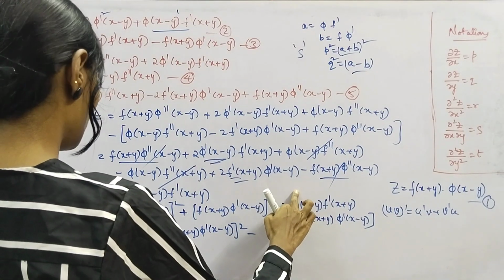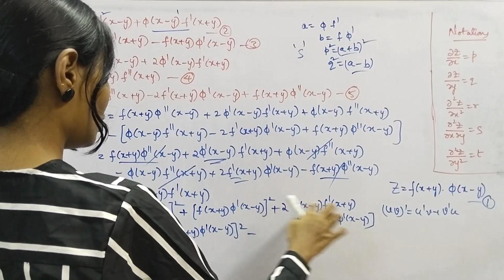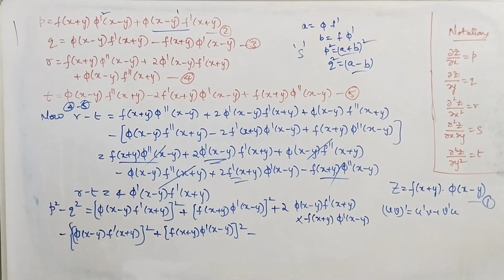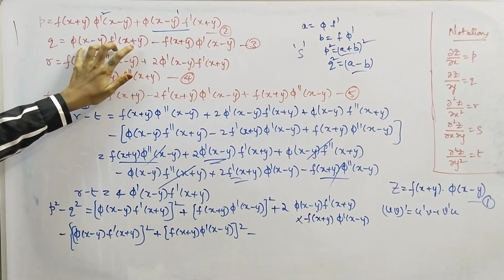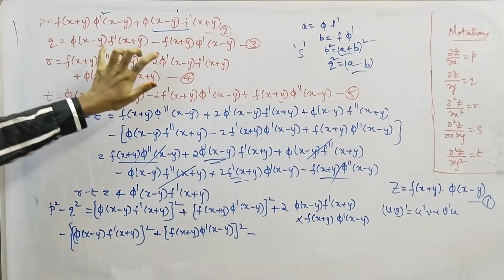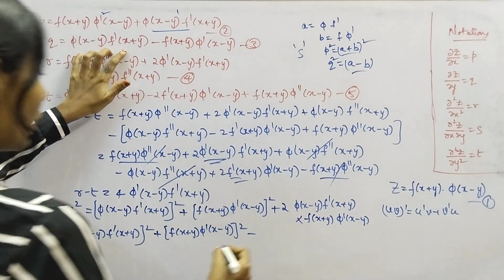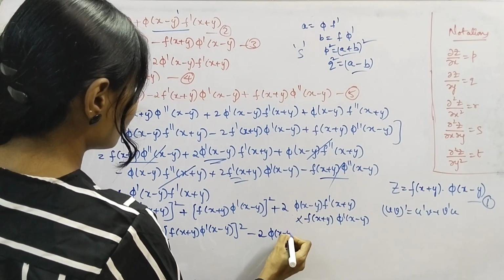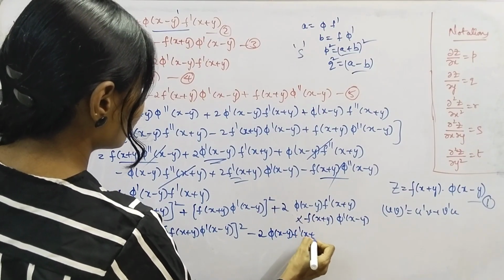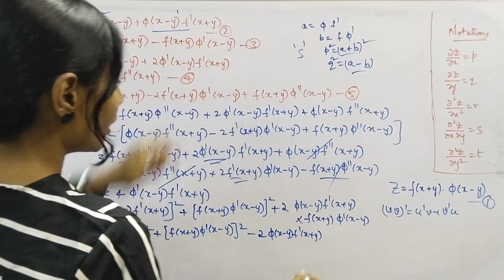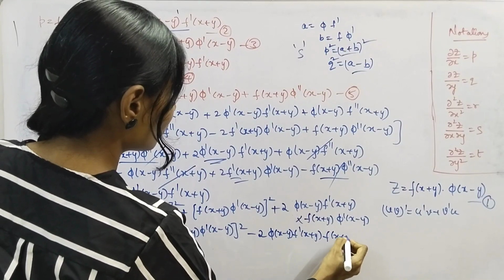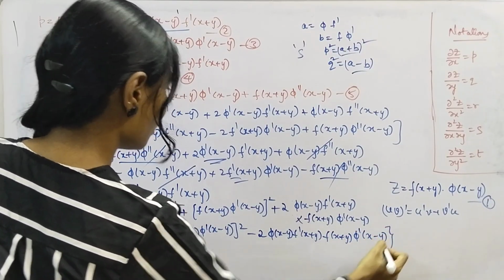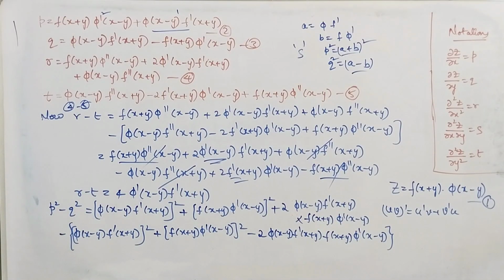I'm so sorry. I'll remove these brackets also. Fine. Now it's clear. Minus 2AB, that is 2 times A phi f dash into f phi dash. Right, now simplify it.